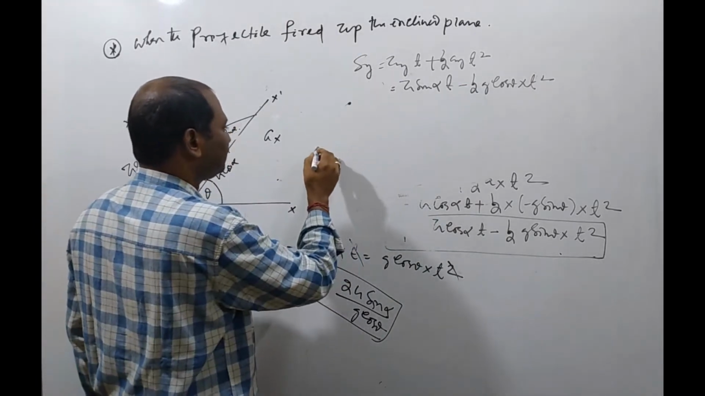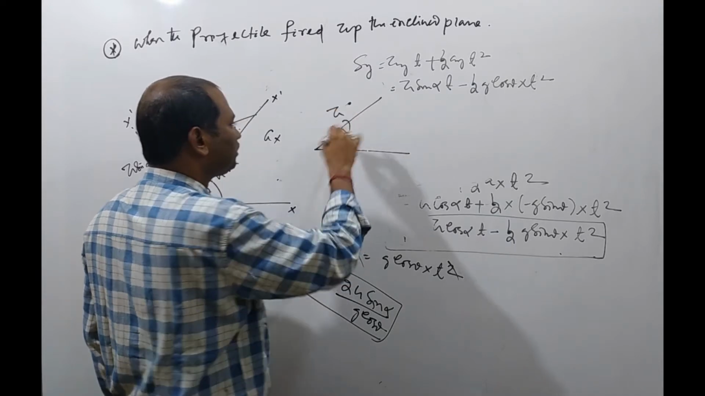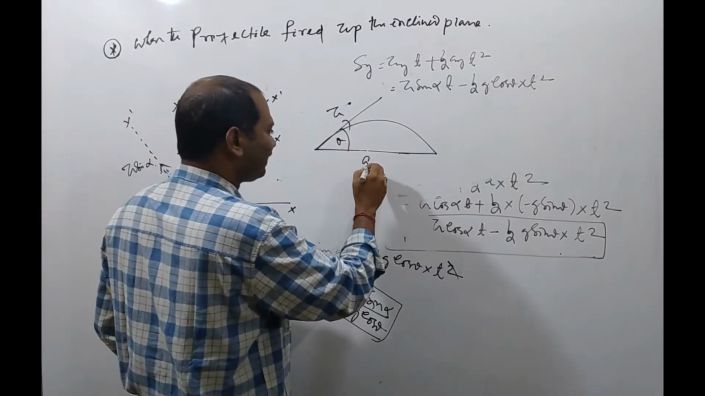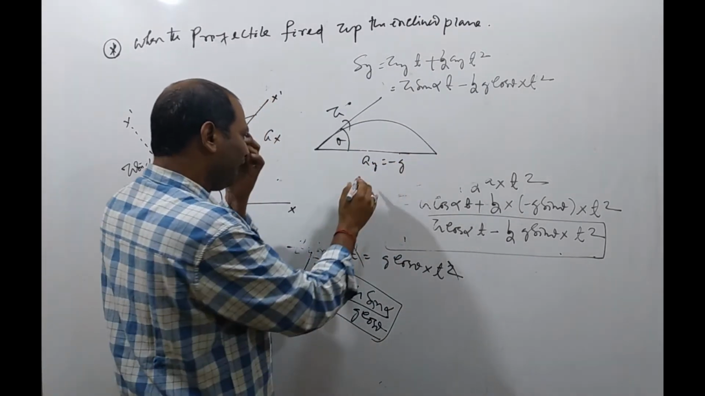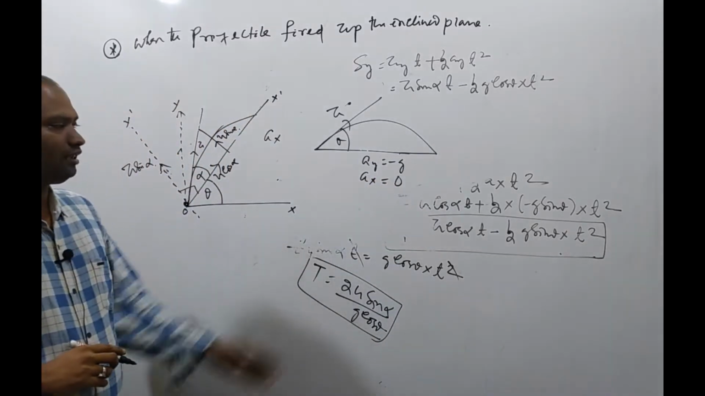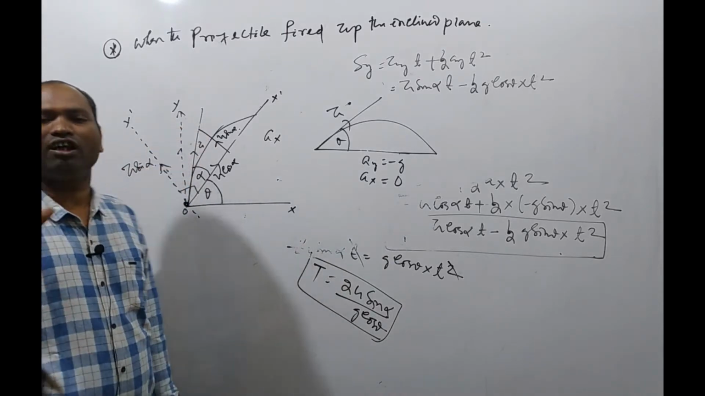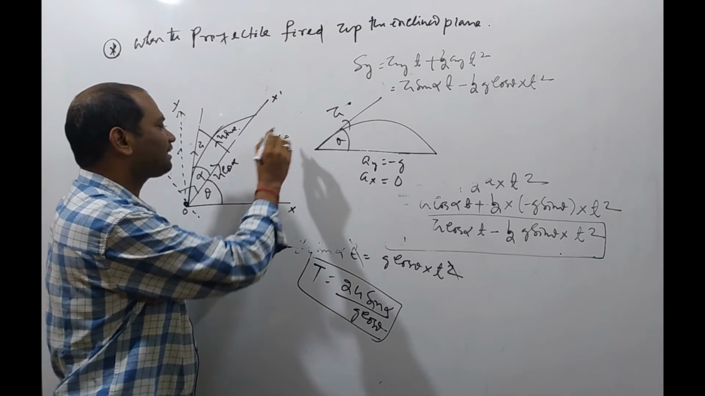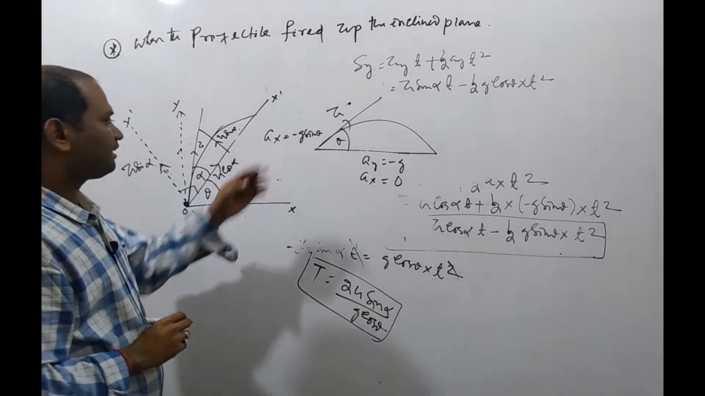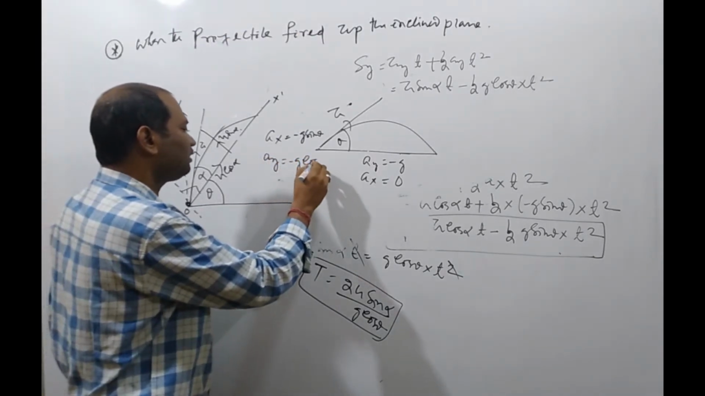Here you see, when the body is projected making an angle theta with the horizontal with the velocity u, this will be the path of the projectile, and here acceleration ay is equal to minus g and ax, acceleration in x axis, is equal to 0. But in this case the acceleration in x axis is not equal to 0. Ax is equal to minus g sin theta and ay is equal to minus g cos theta.